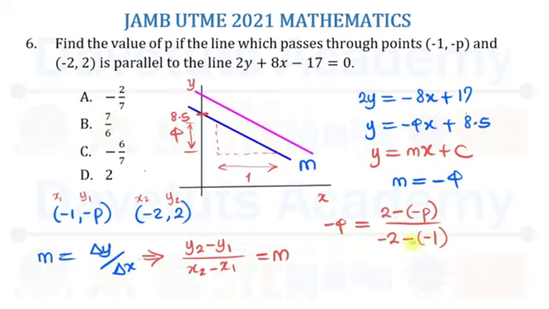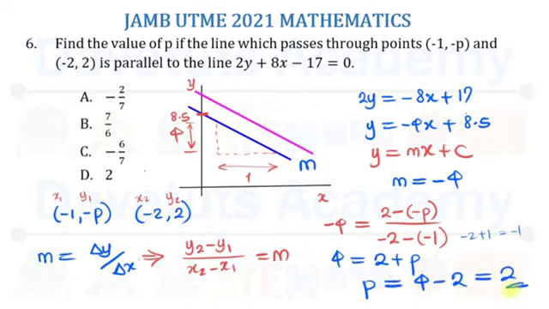Minus 2 minus minus 1 will become minus 2 plus 1. Minus 2 plus 1 is actually minus 1, okay? So this minus 1, when it multiplies this minus 4, it will become 4. 4 is equal to 2. Now, minus times minus again is plus, so I have 2 plus p. So from here, we can just see that p will be 4 minus 2, and that will be 2. So if you look at the options that we are given, option D is 2.